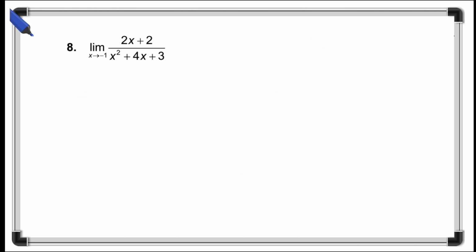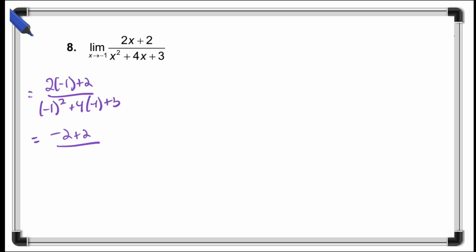All right, here we go again. So you have negative 1, so 2 times negative 1. You have negative 1. All right, so we're going to have a negative 2 plus 2 over 1 minus 4 plus 3, which gets us 0 over 0. Again, let's factor.